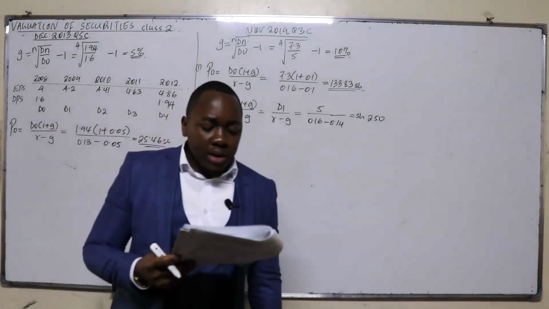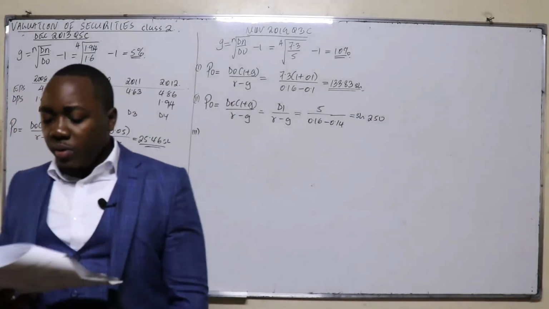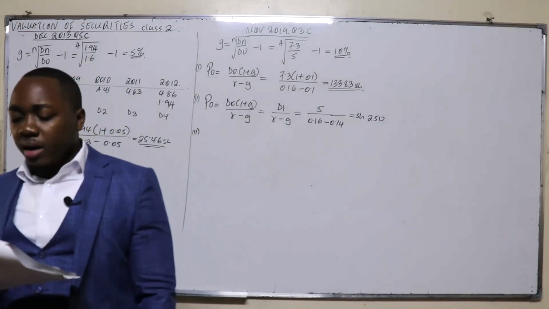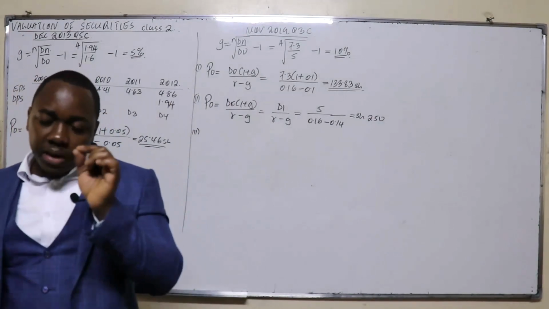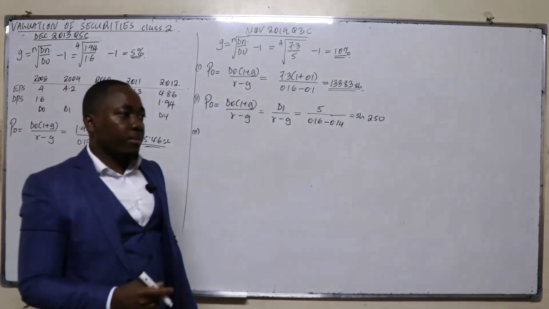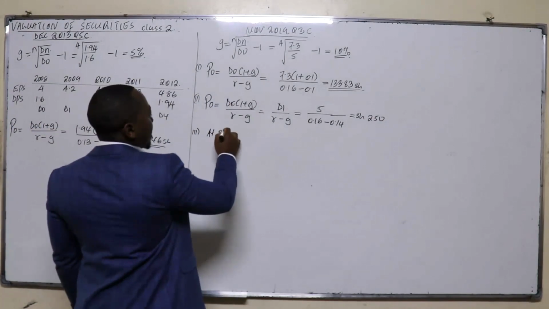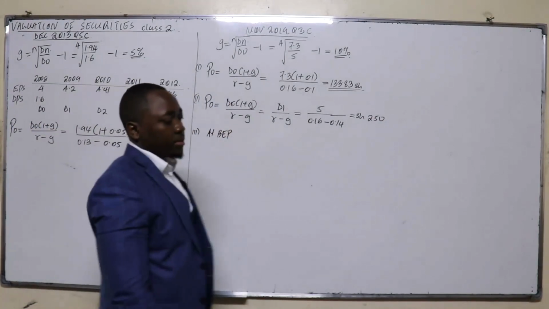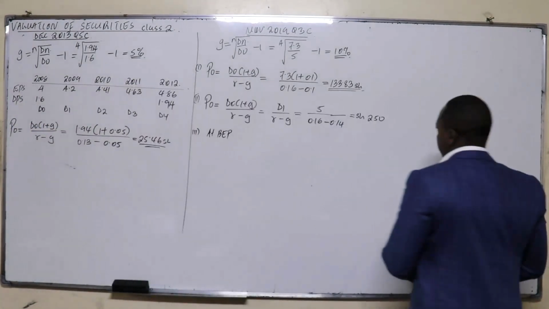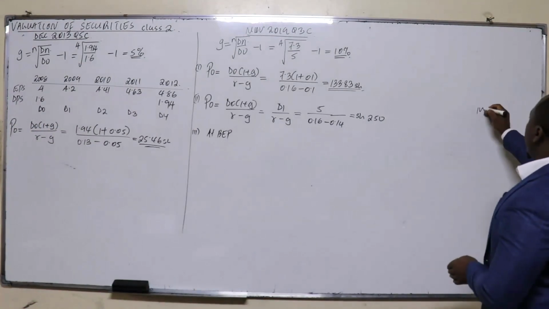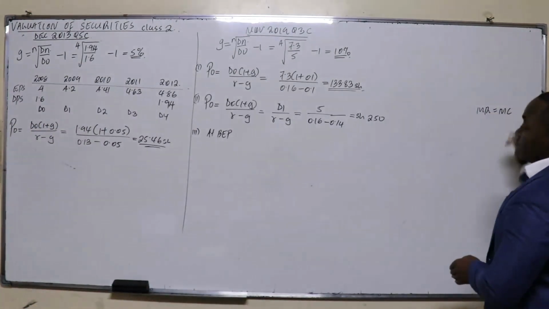Number three. The break-even growth rate in dividend per share using the market price calculated in C1 above. The break-even growth rate. So you're computing the growth rate, break-even. What do you mean by break-even? We know very well that the general concept in economics is that at the break-even point, the marginal revenue is equal to marginal cost.